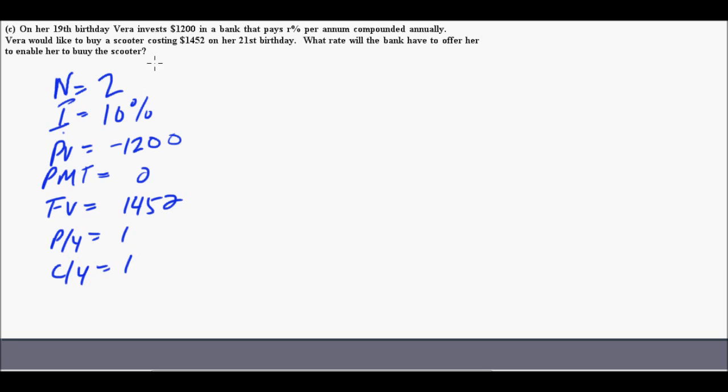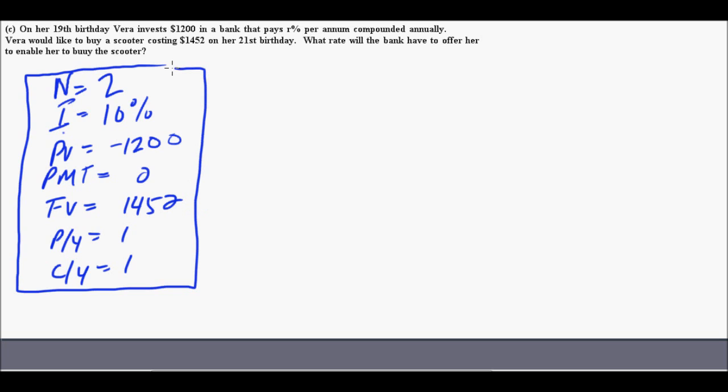I would just put a box around it, so the person who's grading your exam knows exactly what you're doing, that you're using the solver. And that's a totally valid method of doing it. And it's actually very easy.